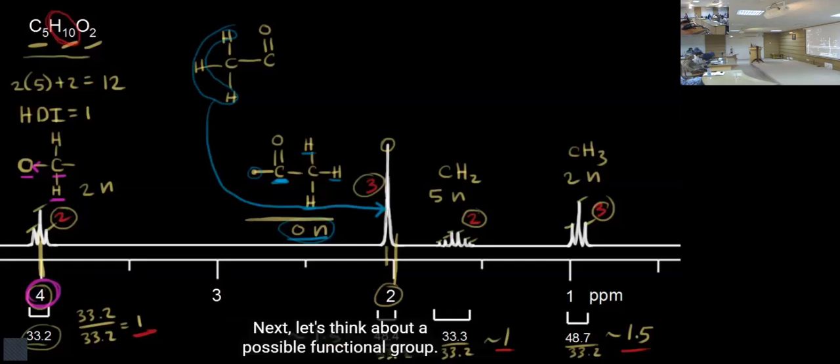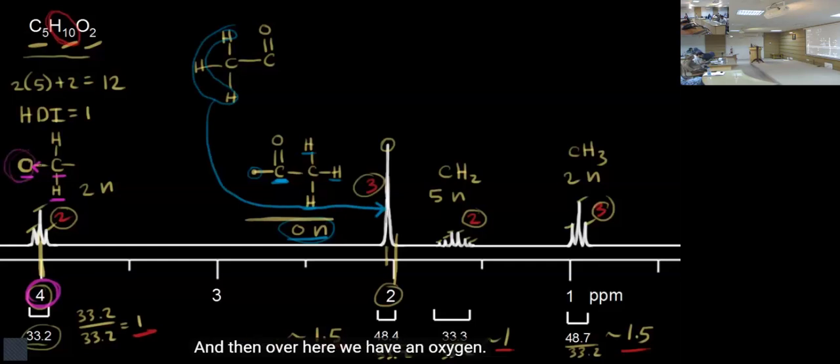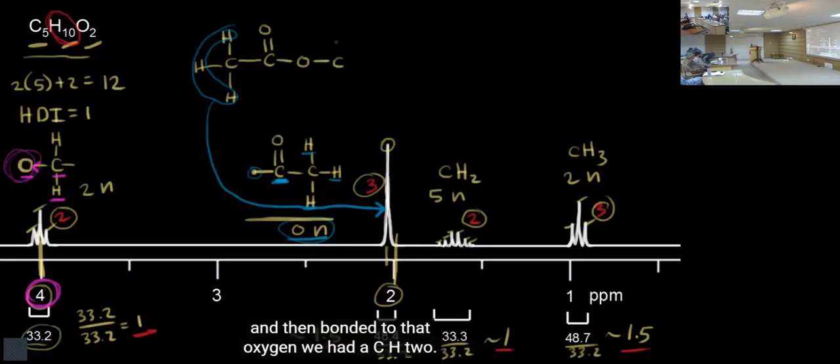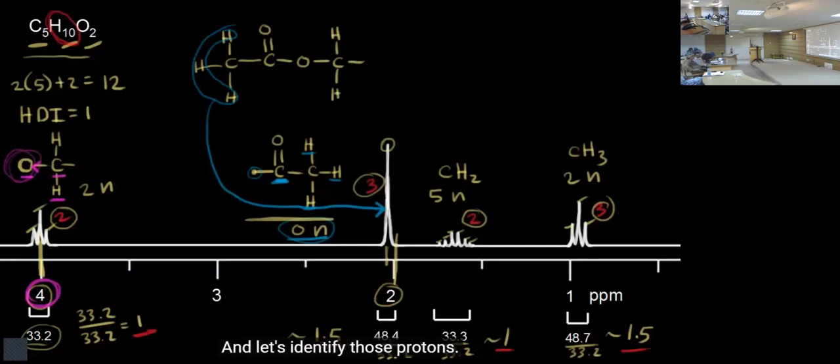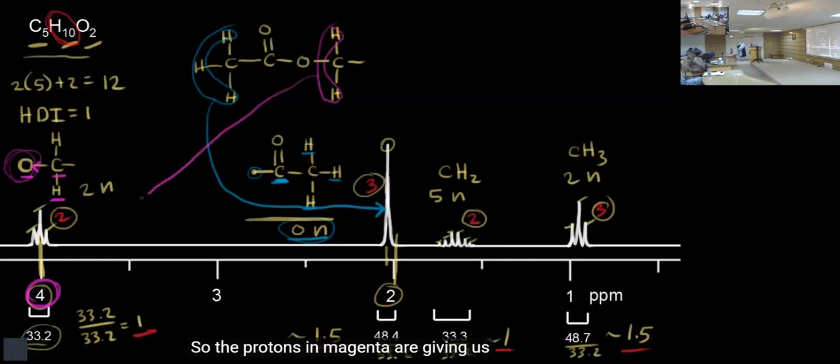Next, let's think about a possible functional group. Well, we have a carbonyl, and then over here we have an oxygen. So if we put the oxygen next to the carbonyl, that gives us an ester. So let's go ahead and do that. Let's put the oxygen next to the carbonyl, and then bonded to that oxygen, we had a CH2. So I draw on my CH2 there, and let's identify those protons. So the protons in magenta are giving us this signal over here.